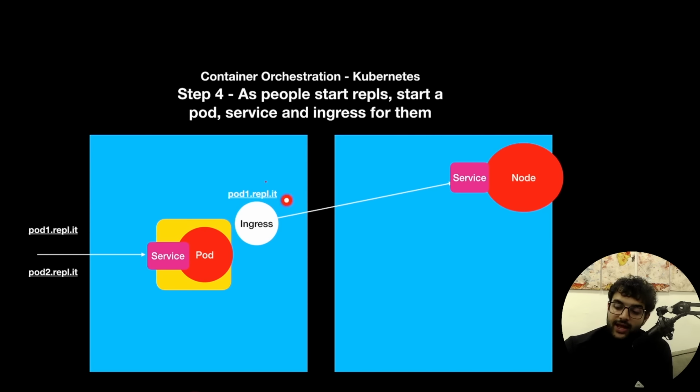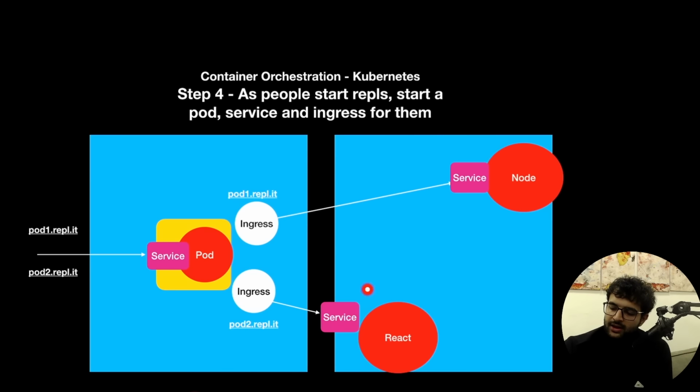Harkirat, why ingress again? Why not just service? Because every service has its own IP. If you have 2 pods in the end, both of them will have their own IP. What will you do? How will you go to GoDaddy and say, achha bhai, pod 1 dot whatever your website is, go to this IP, and then pod 2 go to this IP.